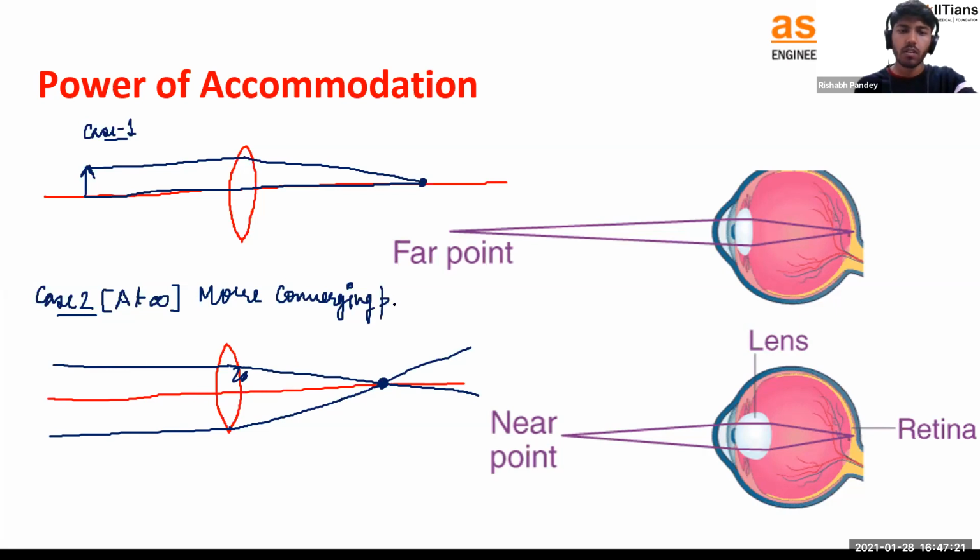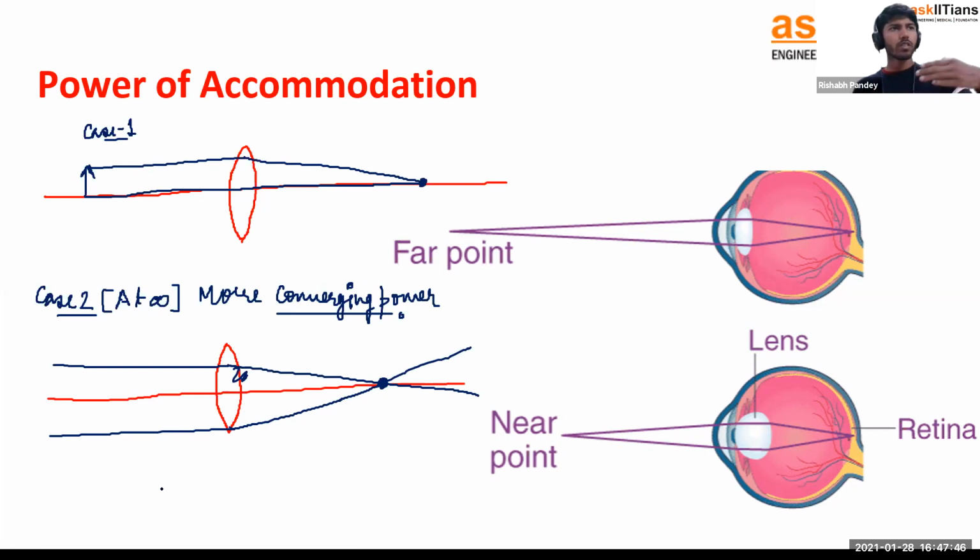Converging power, as compared to the first case. Now, how does it relate to the power of accommodation? You can just understand it by understanding the principle of power of accommodation, or the ciliary muscles. For example, I have a lens-like structure over here, which is held together by the ciliary muscles.